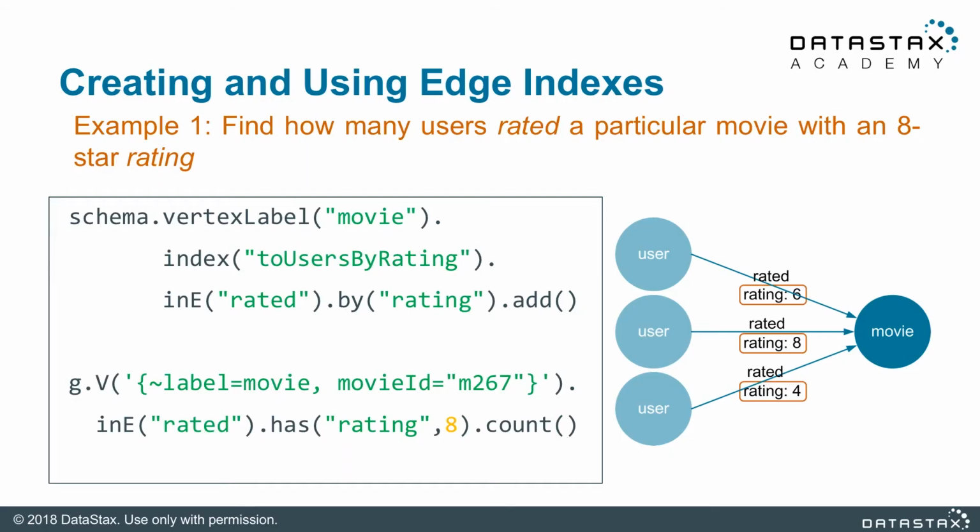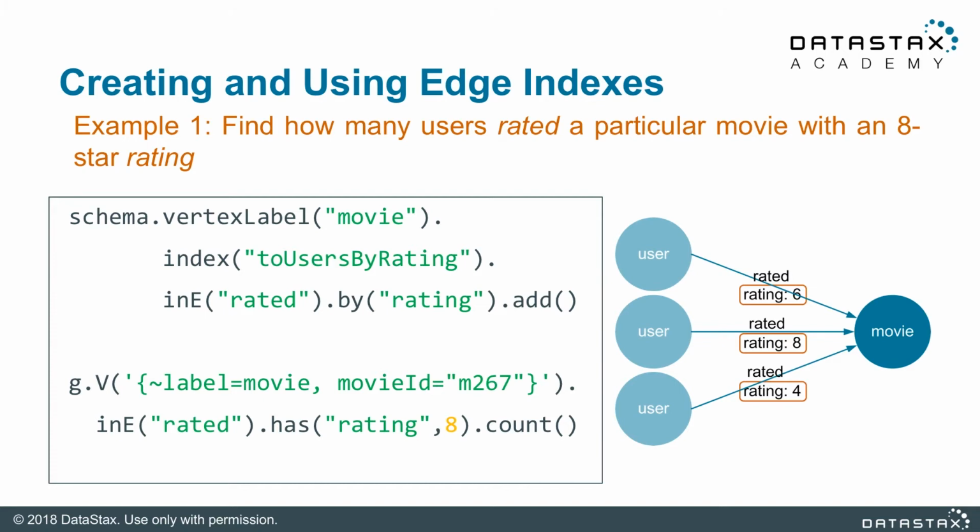Here we see the index to users by rating. So we can see that a vertex-centric index is specific to a vertex, in this case, movie. We call it to users by rating, and we index the in edges to movie by rating.